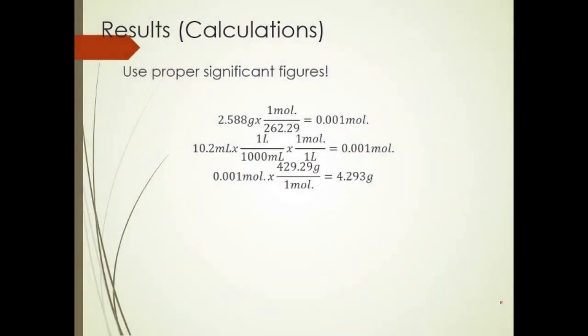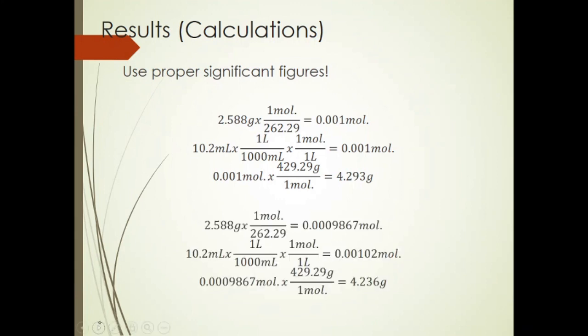One other point with the calculations, do use proper significant figures. I have an example here where you see a limiting reactant calculation. In this case, it stopped with moles rather than going on to calculate theoretical yield. But according to this calculation, we have equal amounts of both reagents, and so either one can be used as the limiting reactant.